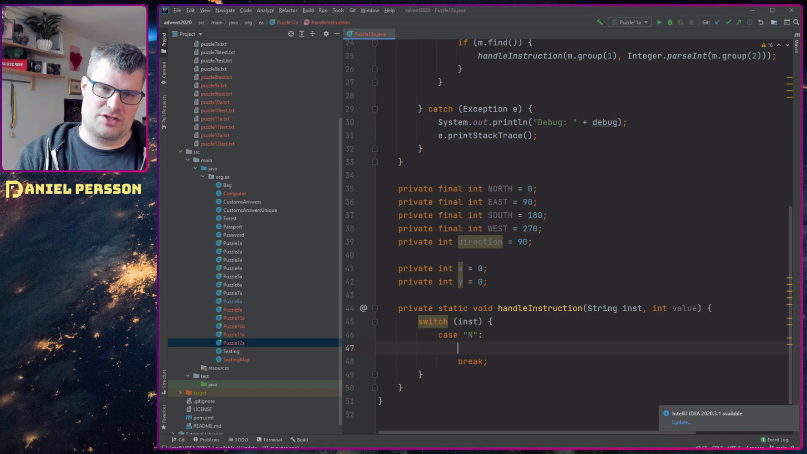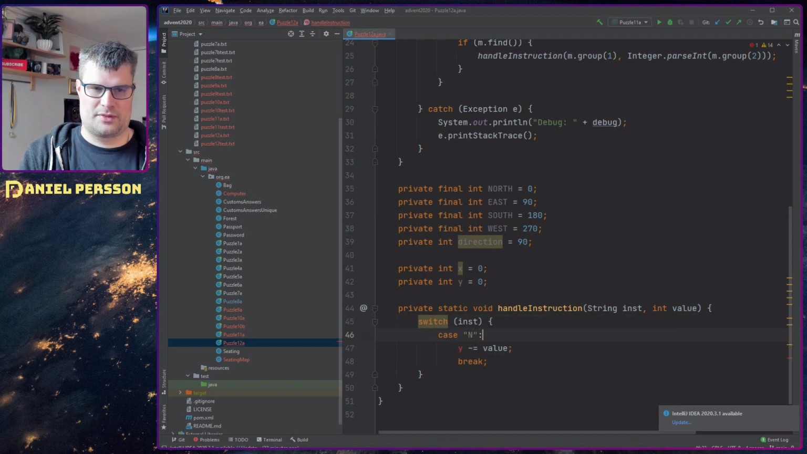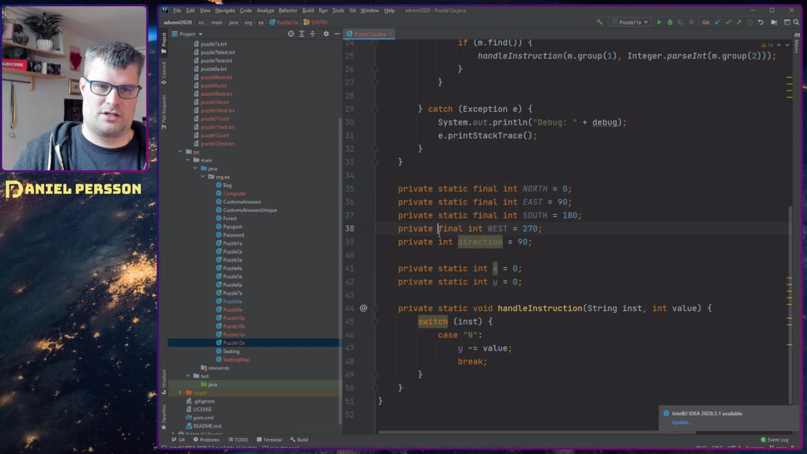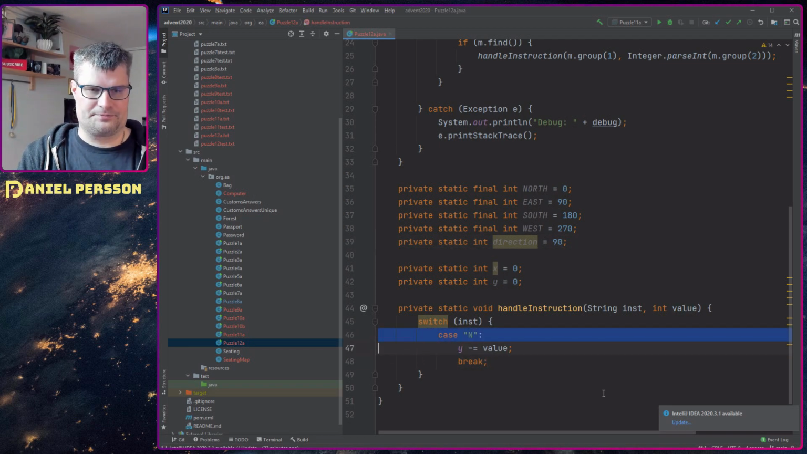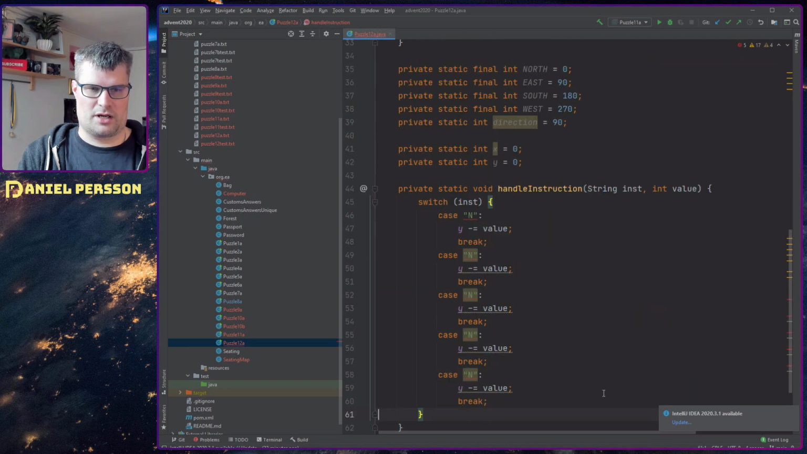And if it's north, we will take the value and take y minus the value. So that's pretty easy. And I think all these need to be static as well, because we are working in a static context now. Let's do them as statics. So there we go. And we can do a couple more here.